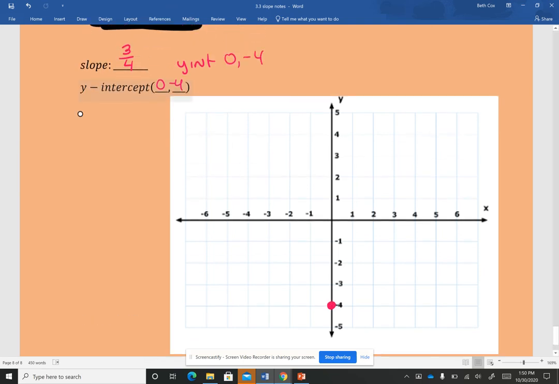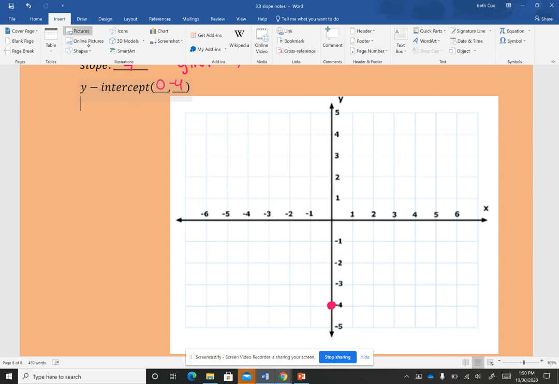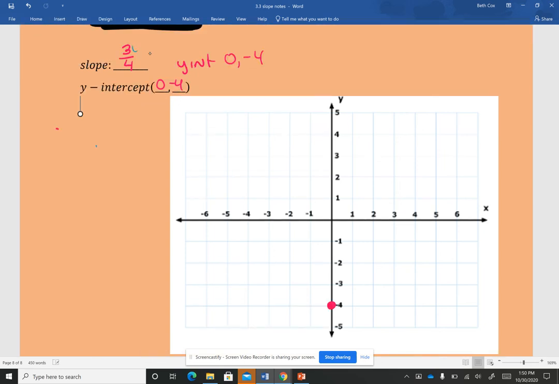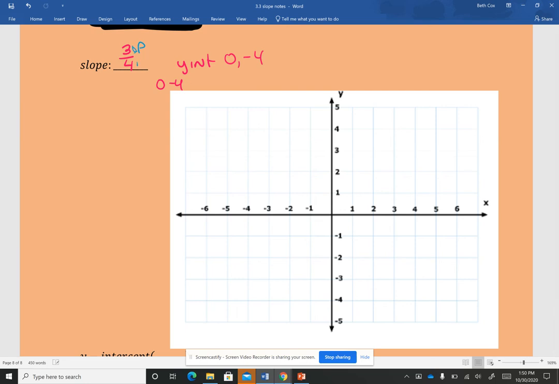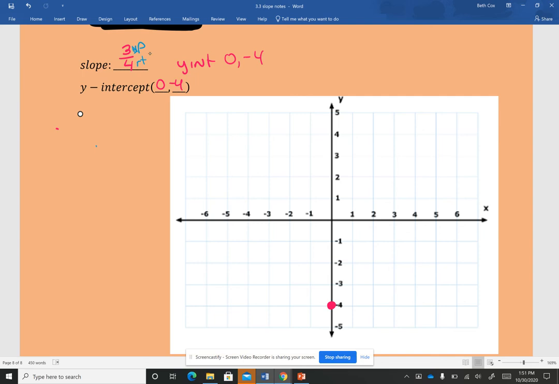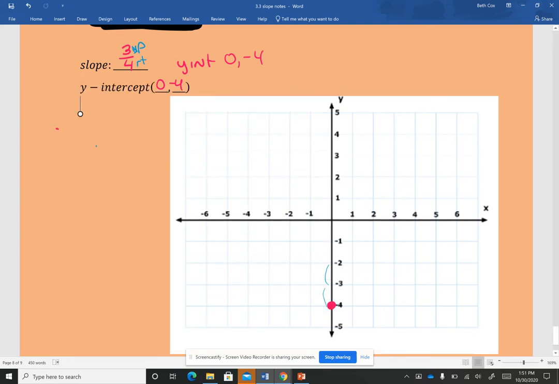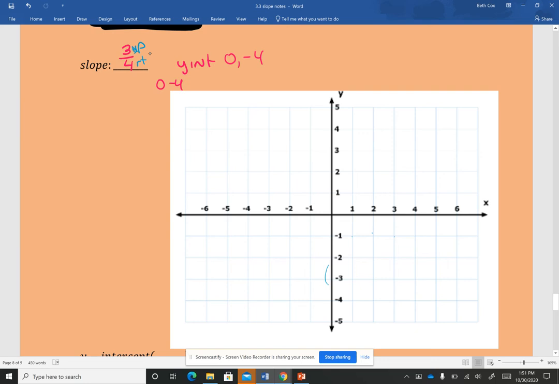My slope is 3/4. So that's going to be up 3, because that's positive, and right 4. So up 3. So 1, 2, 3. And then right 4. 1, 2, 3, 4.